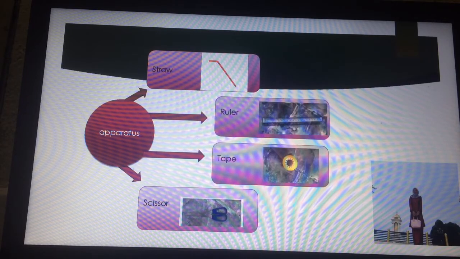Then we use the ruler to measure the dimension of the straw, the radius, the diameter, also the height of the straw. We also use the ruler to measure the height of the water.